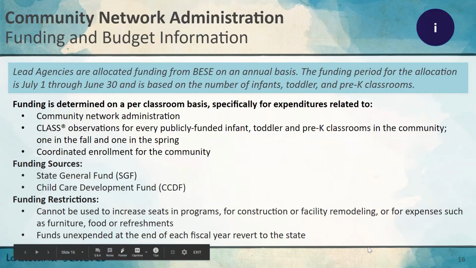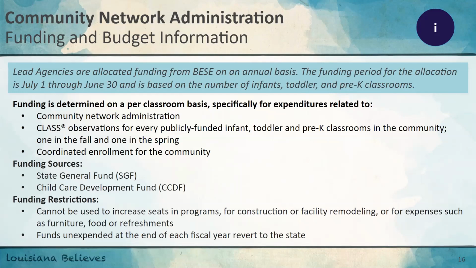Specific expenditures related to community network administration, class observations, and coordinated enrollment are part of what the funding is allocated for. Funding sources include the State General Fund and Child Care Development Fund. Now, there are some funding restrictions that you should be aware of. The funding cannot be used to increase seats in programs, for construction or facility remodeling, or for such expenses as furniture, food, or refreshments. Funds unexpended at the end of the fiscal year will also revert back to the state.